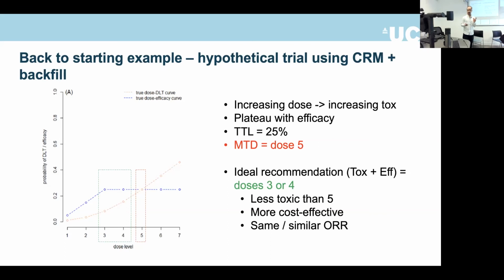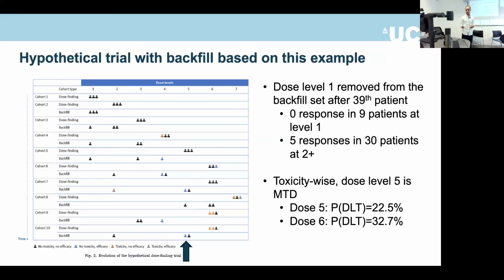If we use the CRM, the Continual Reassessment Method, and if we add backfill patients according to the strategy I just described, then the trial's data would look like this. This is just one example of a hypothetical trial based on the curves I've just shown, and I'm going to take you through this graph progressively. At the top, we have our first 3 patients, dosed at dose level 1, and they were dose-finding patients. Then the second cohort is composed of both dose-finding patients as well as backfill patients, at level 2 and level 1 respectively.